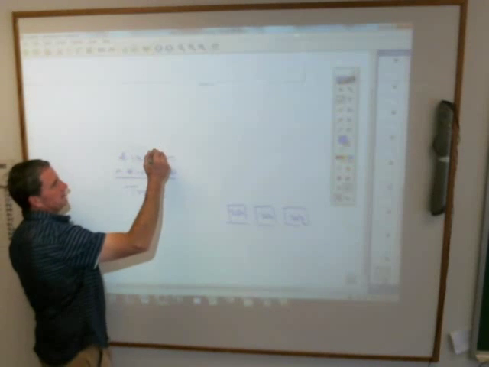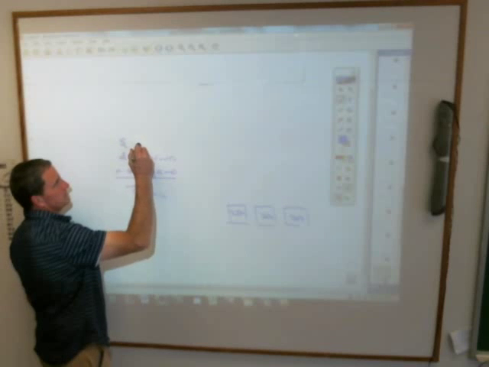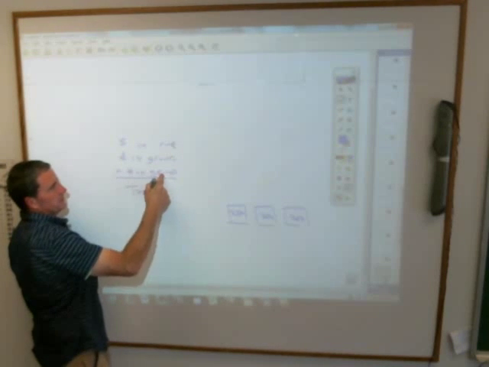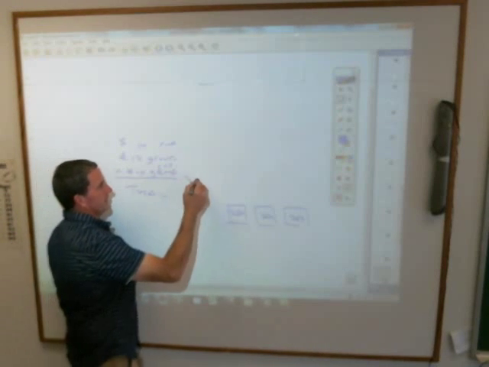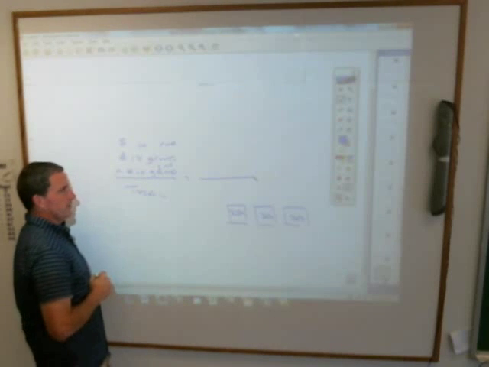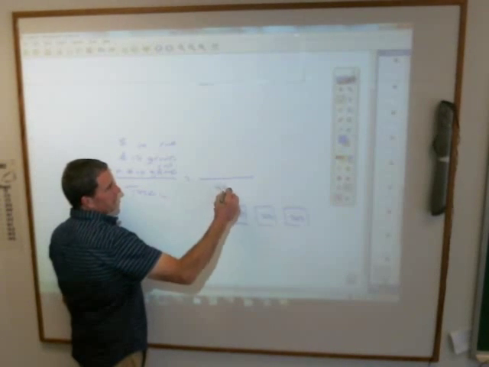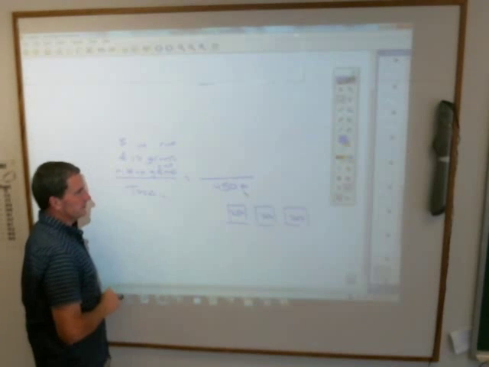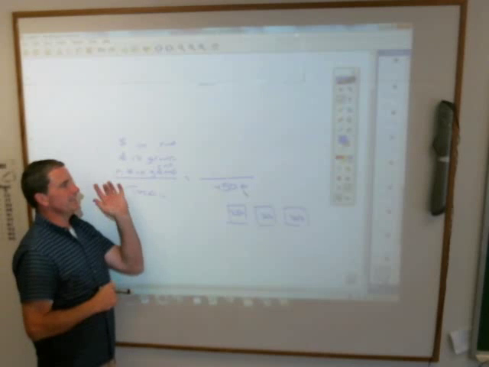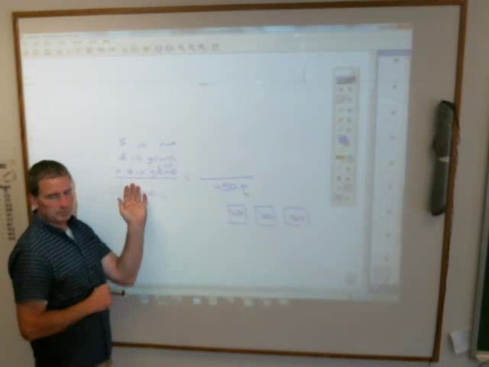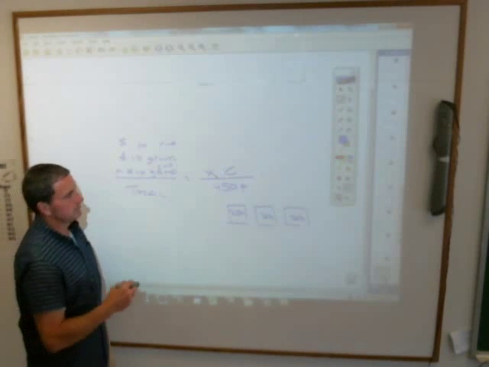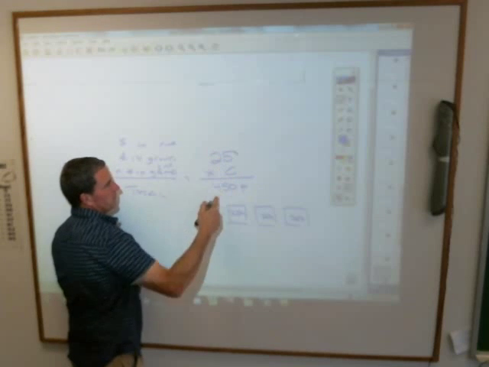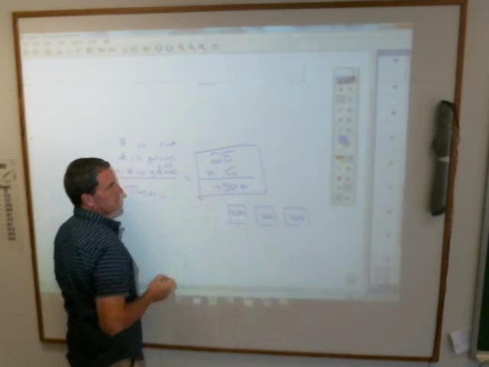So the number of cents in each cup goes here, times the number of cups will give you the total. Which of those do I know? Do I know how much total money I have? Yes. $4.50. Well, we have to write it all in cents because we're not going to do it in decimals. Do I know how many cups I have? No, so that's my letter C. And then how much is each cup worth? 25 cents. So this would be your equation, the pattern that you would use.